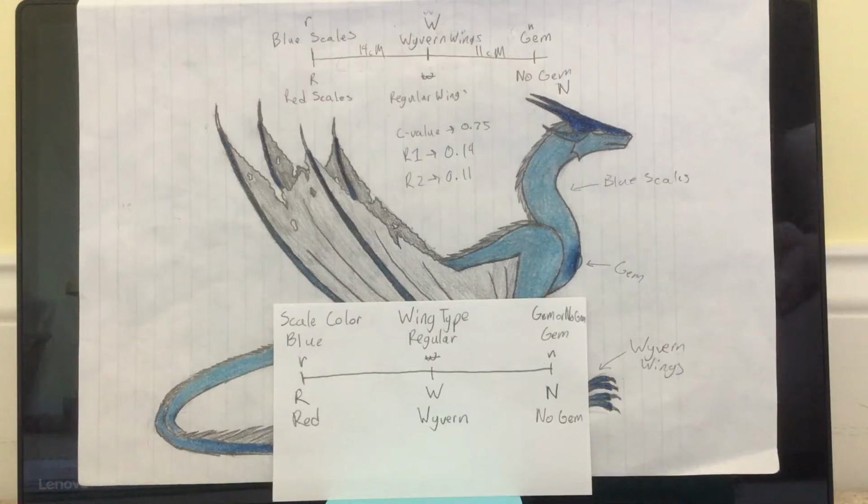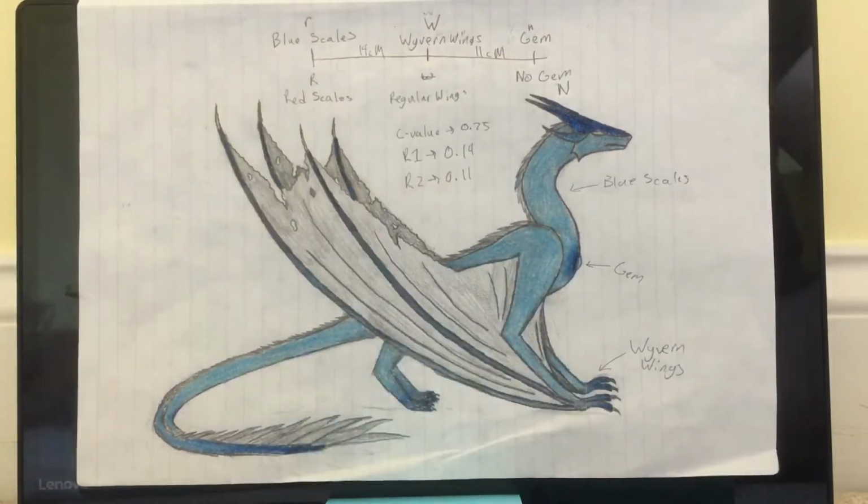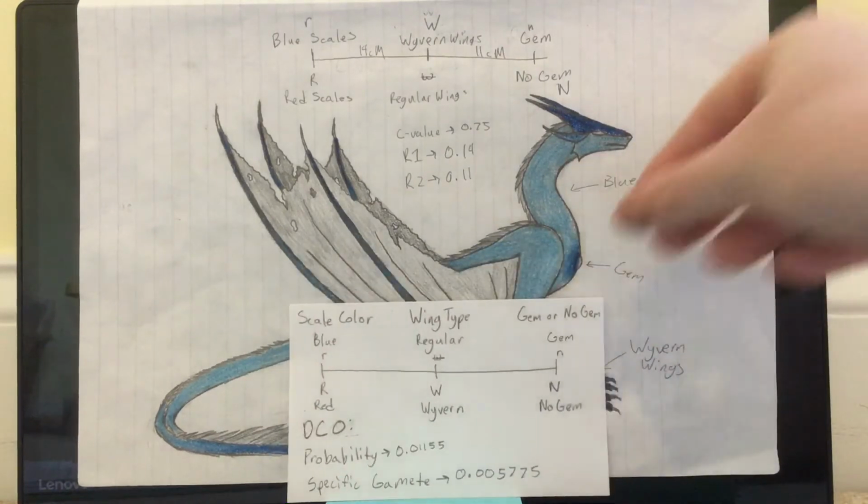In this diagram, blue scales are non-dominant to red, regular wing type is non-dominant to wyvern, and having a gem on the chest is non-dominant to having no gems. So then if we go into it, as you can see, the dragon here is a blue-scaled, wyvern-winged dragon with a gem. I'll show you how to calculate that out later.